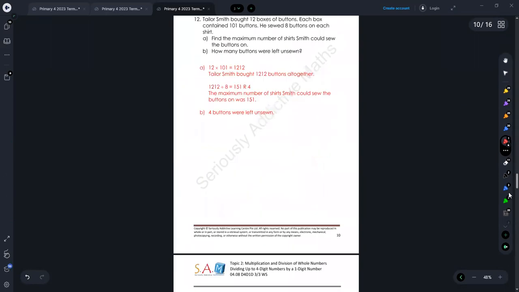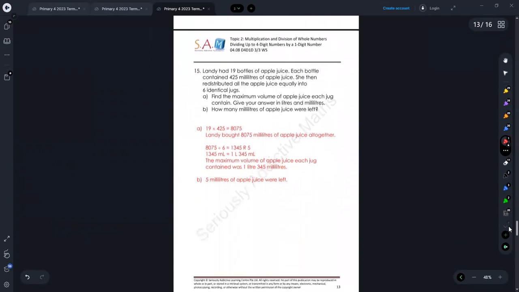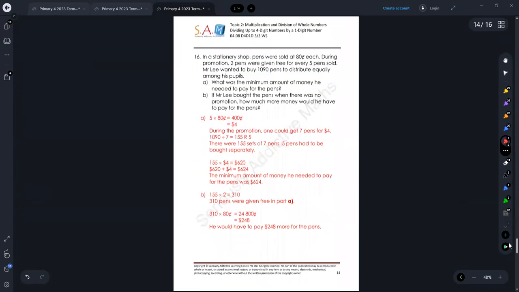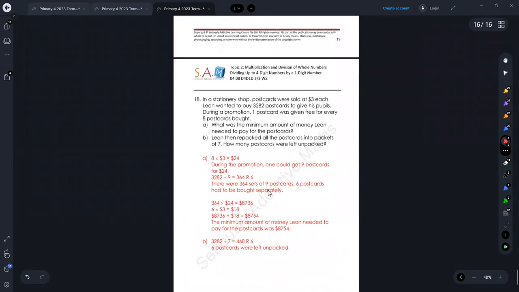Subject to time, I leave it to you for them to do a few more questions. Perhaps let's do one that is similarly harder. Let's try 18. I think there should be time. In a stationery shop, postcards were sold at $3. Leon wanted to buy 3,282 postcards to give his pupils. During a promotion, 1 postcard was given free for every 8 cards bought. What was the minimum amount of money Leon needed to pay for the postcards?